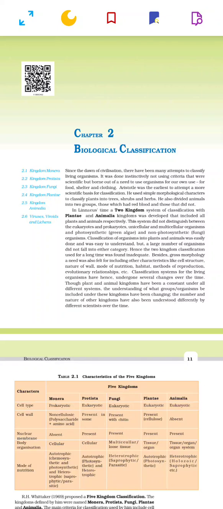Audiobook NCERT Class 11th, Chapter Number 2: Biological Classification.